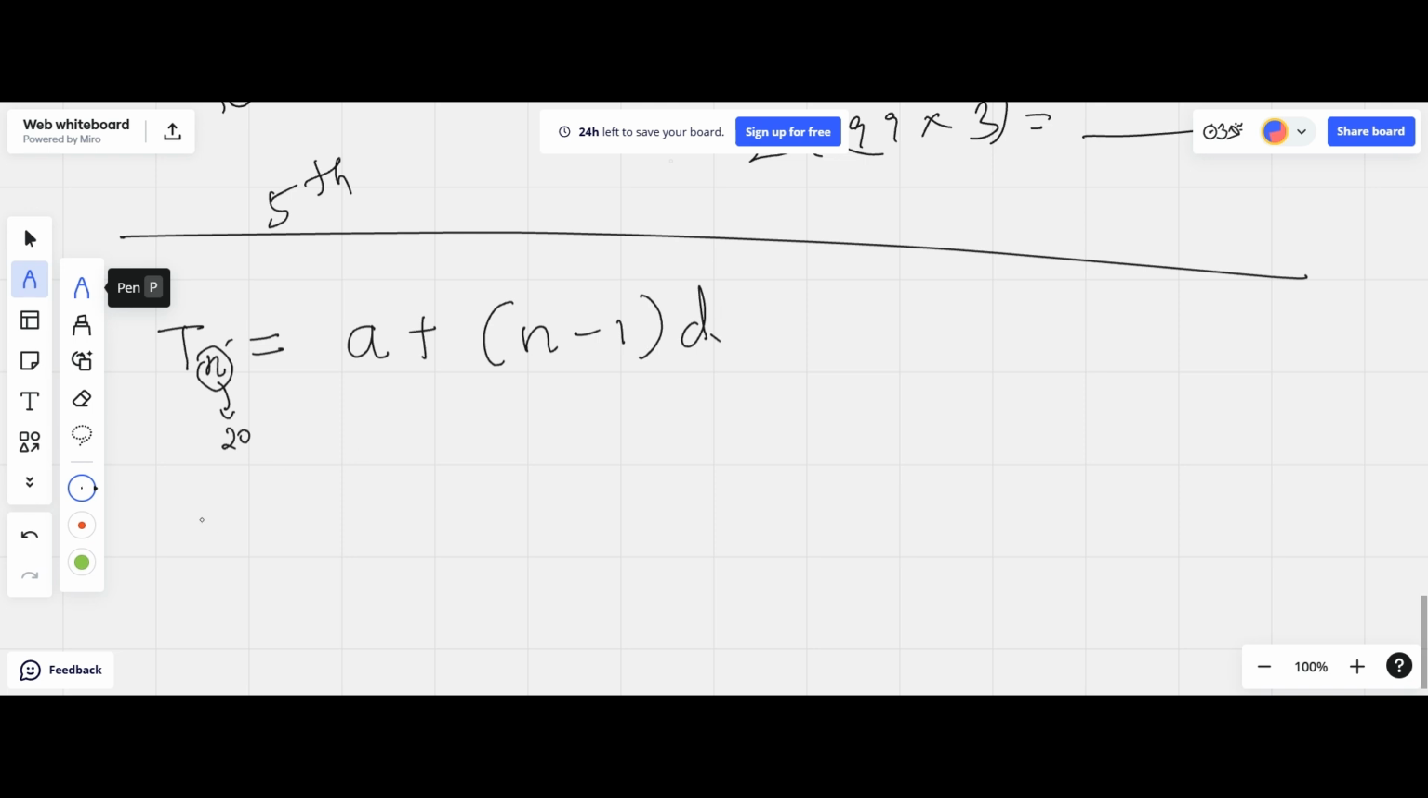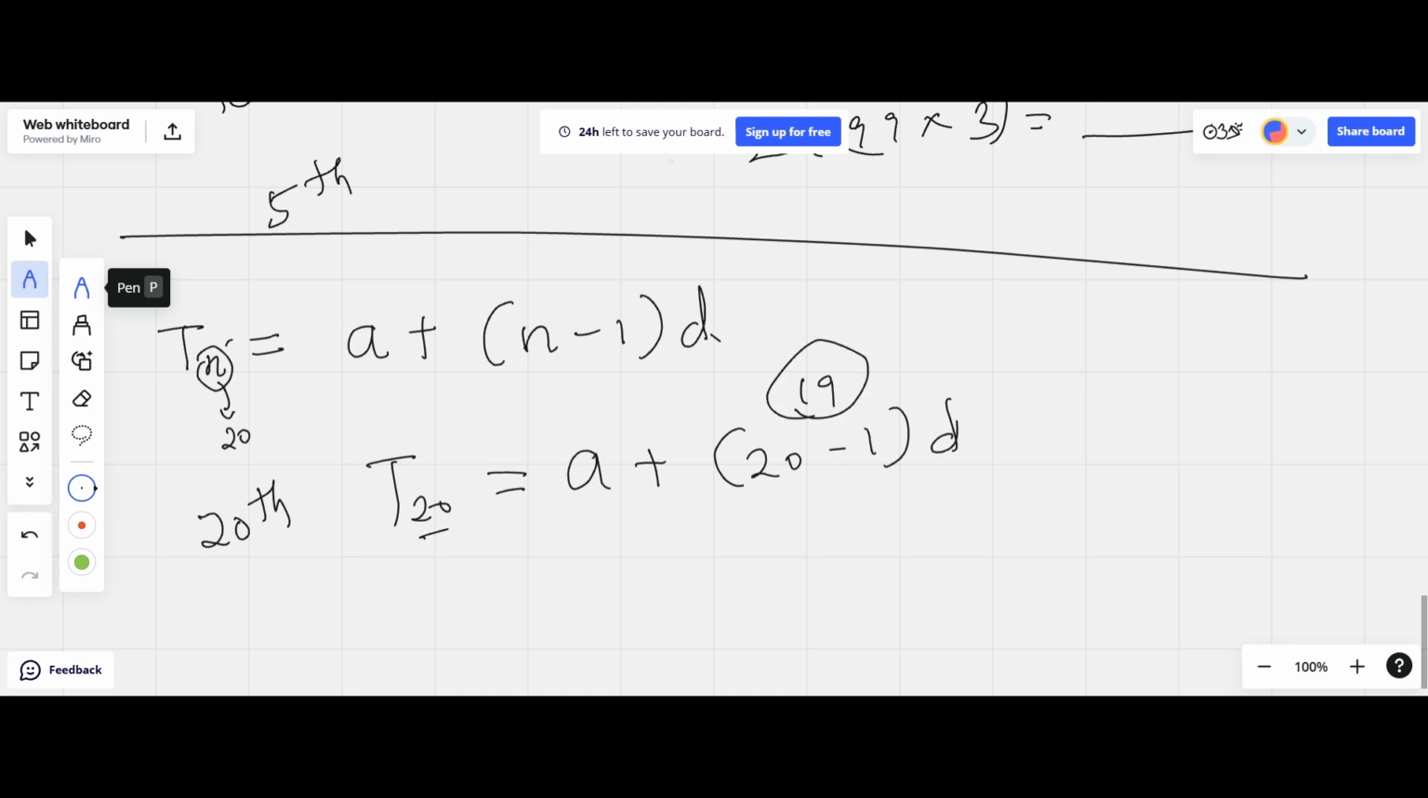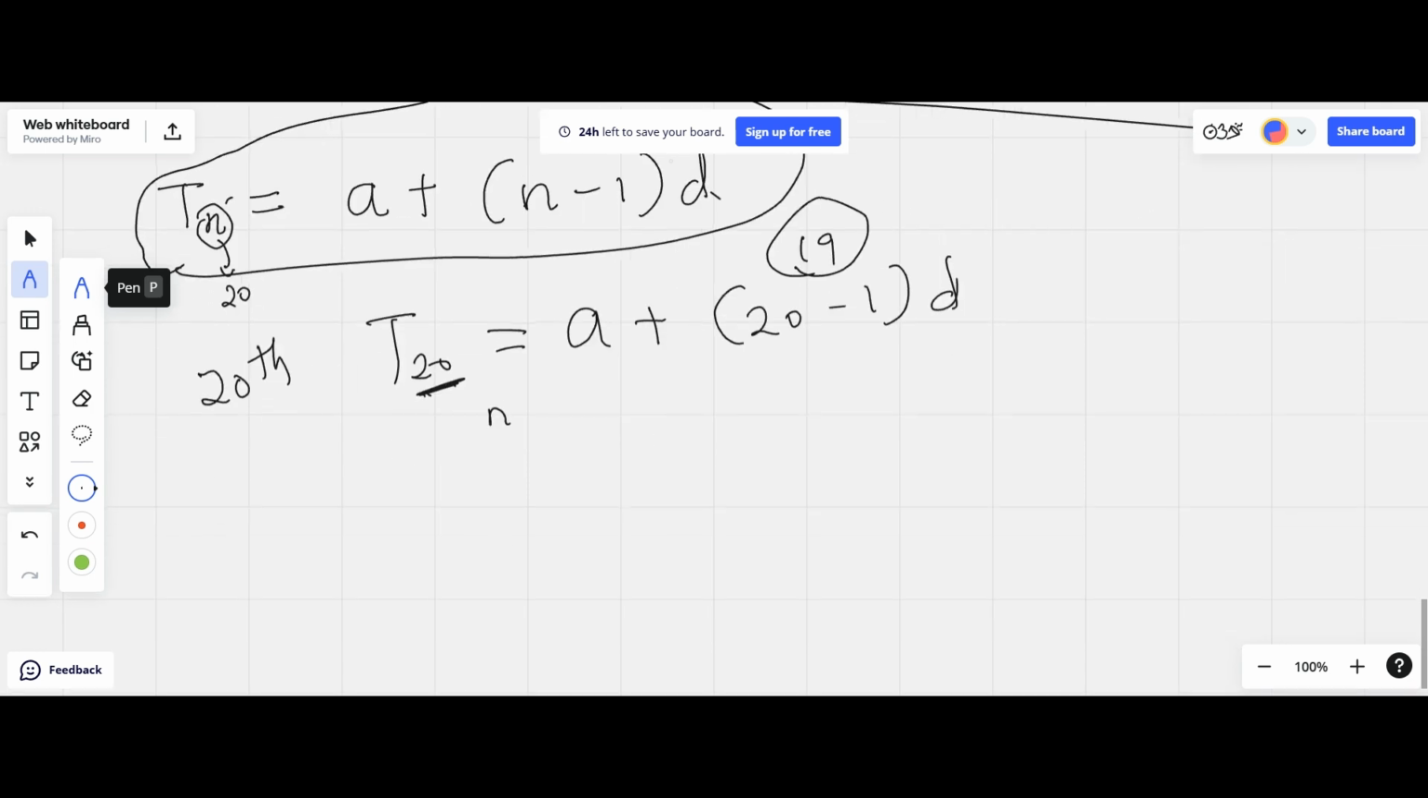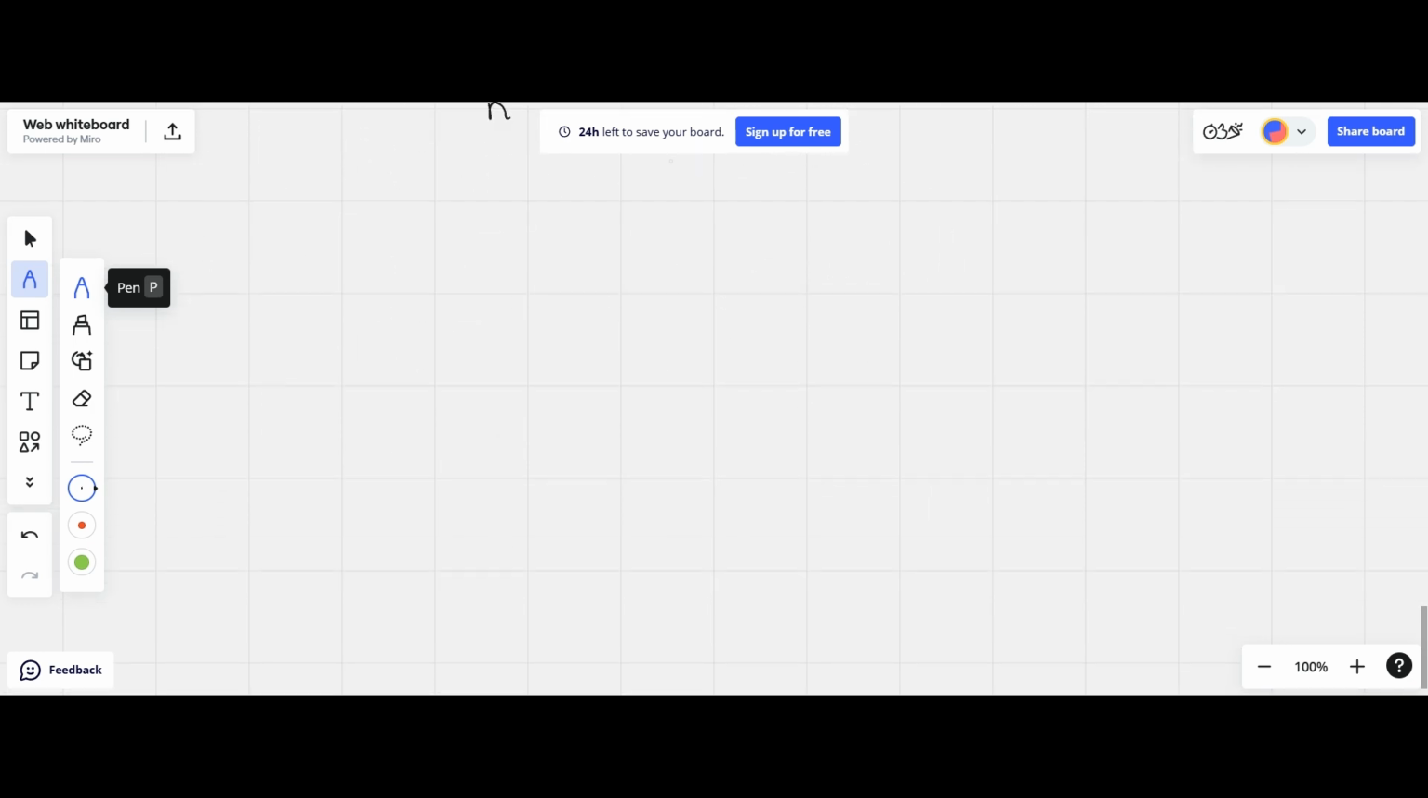Same thing. If you want to find the 20th term, T20, the 20th number in that sequence, a plus 20 minus 1 into d. 20 minus 1 is 19, so 19d. So how did this 19 come? This n, this n minus 1. That's it. So this is the general formula to find a number in a sequence. Simple.